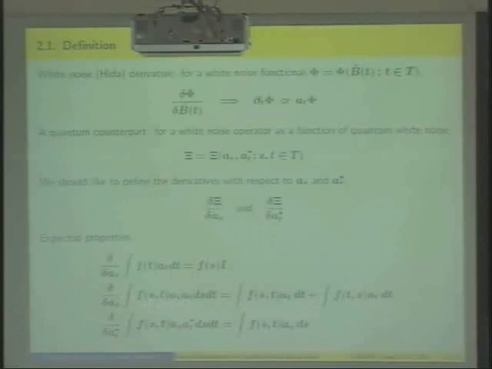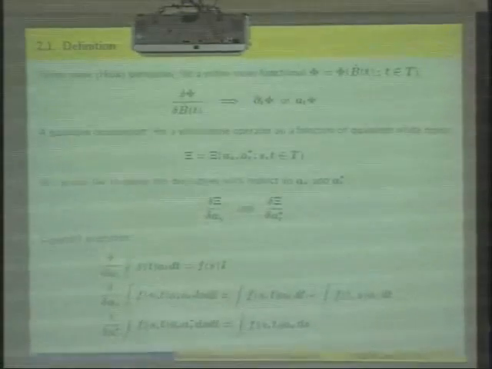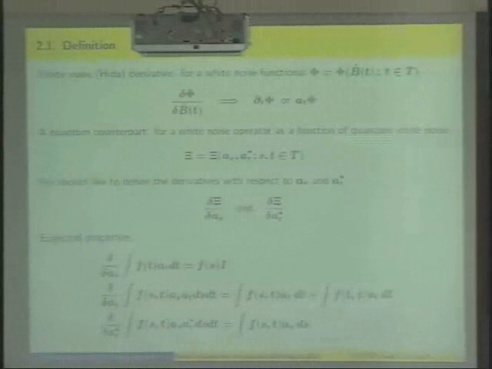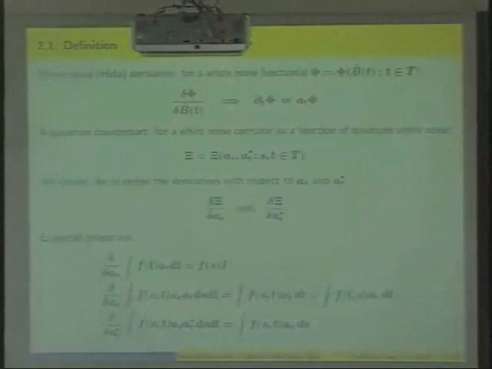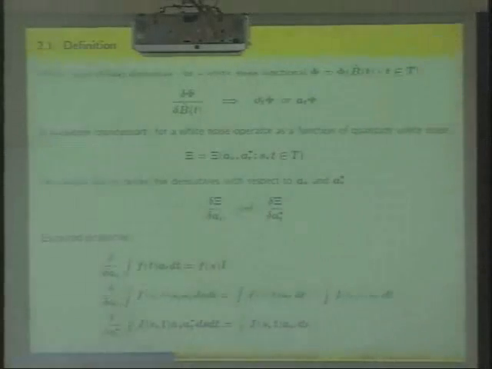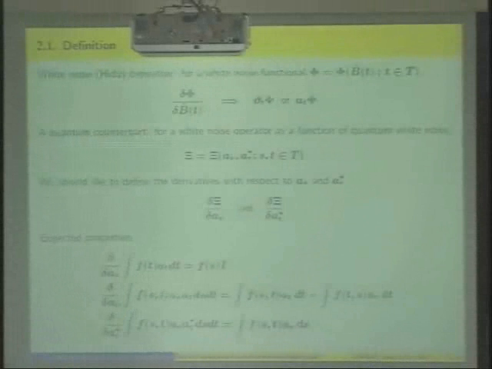If FST is symmetric, then this is just twice this. If F is not symmetric, I should write it in this way. But if FST is symmetric, then you can combine these two and put two times this integral. So this is exactly the same as the usual derivative of polynomials. So such an action may be useful, and I should like to discuss this kind of derivative.